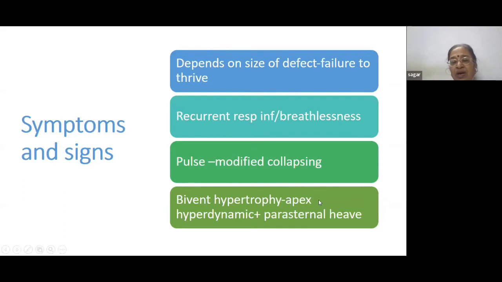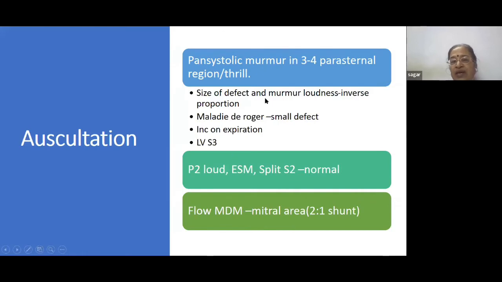Biventricular hypertrophy, apex also, parasternal heave also. Apex becomes hyperdynamic, parasternal heave is present. Auscultation, like we said, depends on the size of the defect. Usually you get a pansystolic murmur in the third and fourth parasternal region. The murmur is inversely proportional to the size. The smallest of defects give rise to the largest of murmurs.